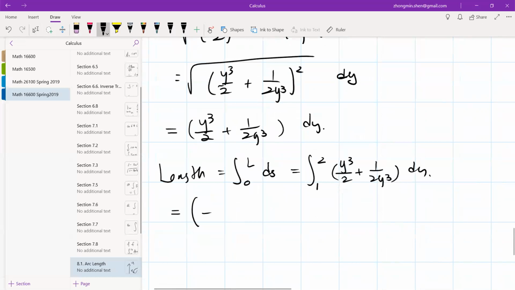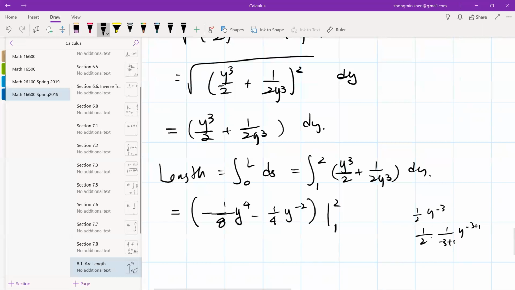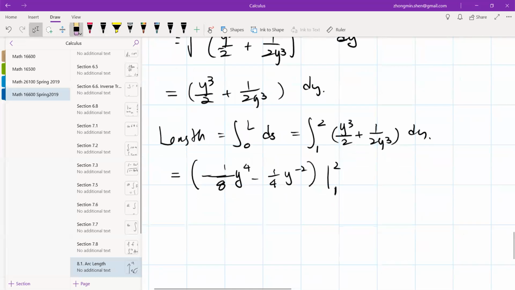The antiderivative of the first one is going to be 1/8 y to the fourth power. And the other one is 1/2 y to the negative 3, so the antiderivative will be 1/2 times y to the negative 3 plus 1 over negative 3 plus 1, so it'll be negative 1/4 y to the negative 2. If you differentiate, you will get that function, okay? Then you plug in.